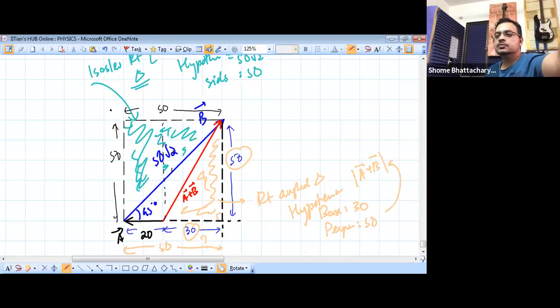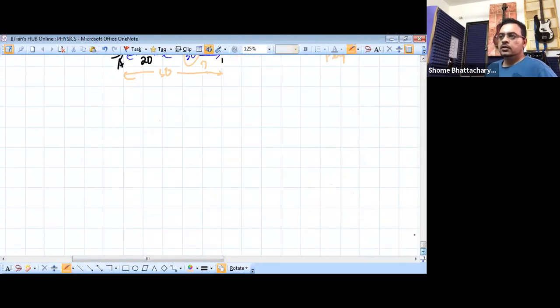So you can't join tail to tail, beta, because there is no logic in that. You're doing the sum of two displacements. So how can you join tail to tail? Kunal, why do we have to join head to tail like this? Because we are making displacements. Got it? Understood? Okay. All right.